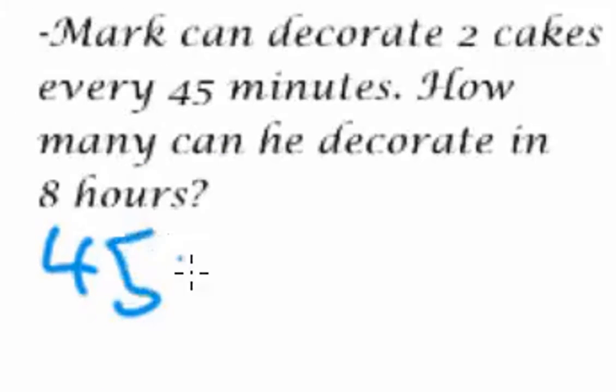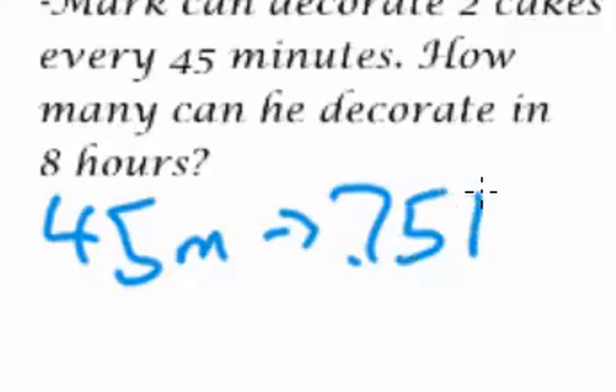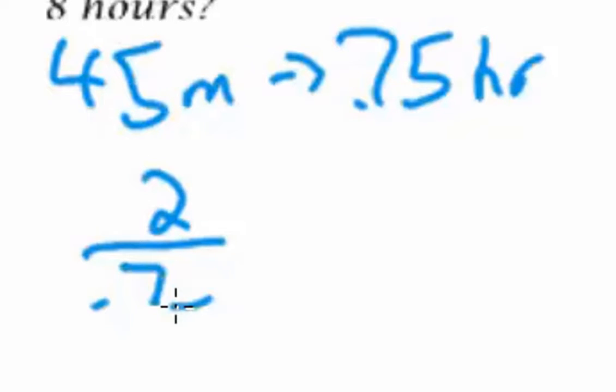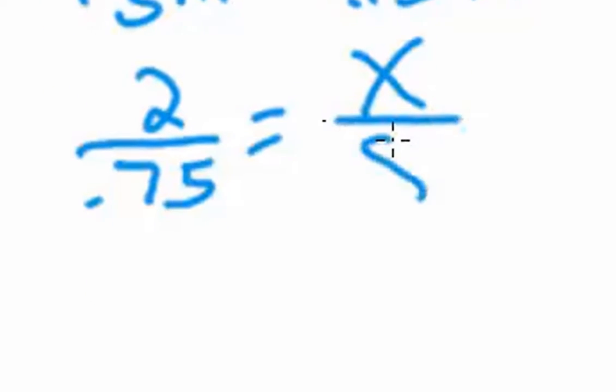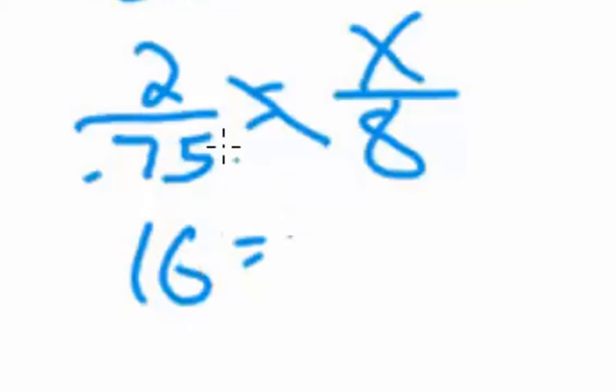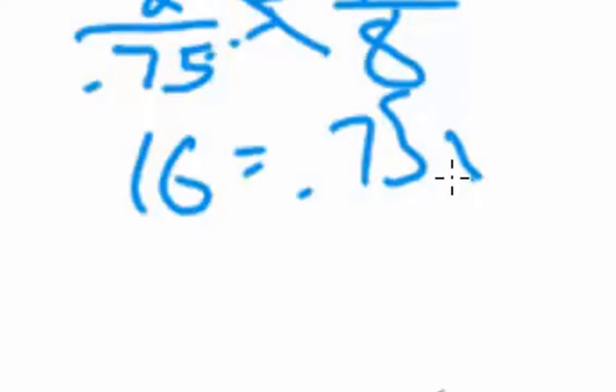Now, Mark can decorate 2 cakes every 45 minutes. How many can he decorate in 8 hours? So now I have to think about my units first. Well, 45 minutes is not an hour, so I can change that to 0.75 hours. Now I can set up to cross multiply. 2 cakes over 0.75 hours, it takes him to do it, will be equal to x cakes over 8 hours that he has.